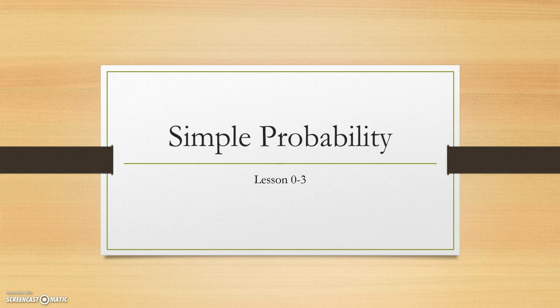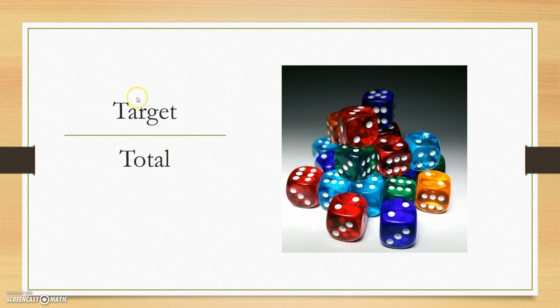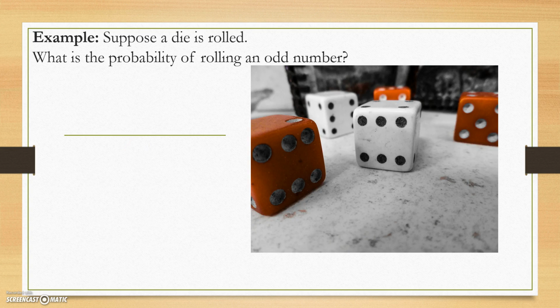Today we're going to be talking about simple probability. Probability is the ratio that expresses how likely an event is to happen. Our book defines this ratio as the number of favorable outcomes over the number of possible outcomes. I like to simplify that a little bit further and say that it is our target over our total. All right, so let's look at some examples so we can work with that a little bit more.